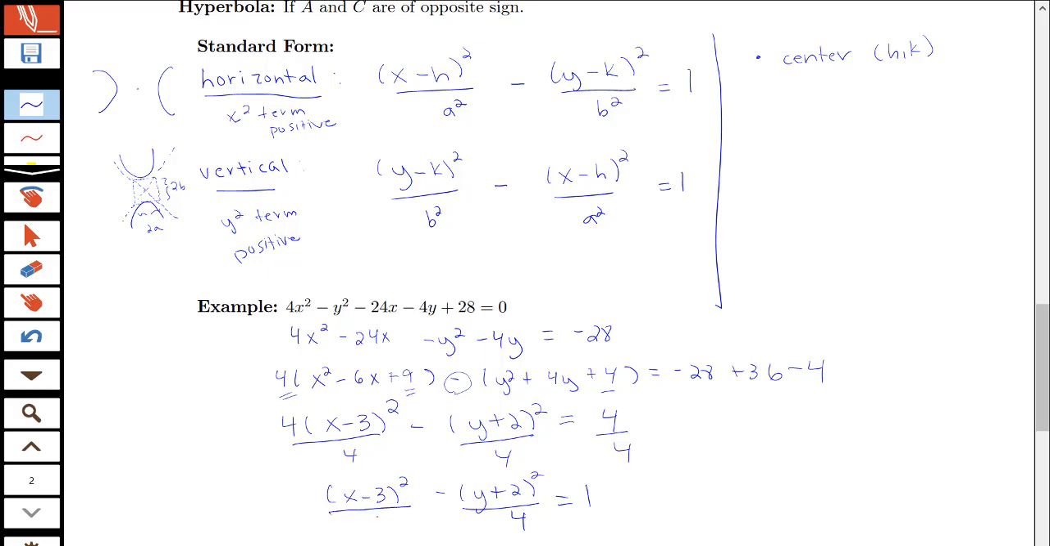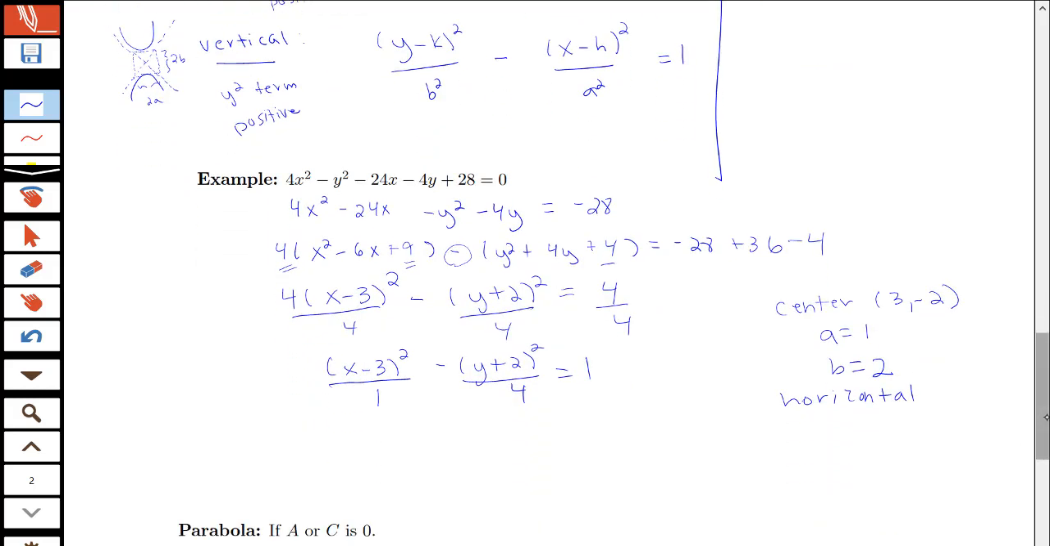Okay, so to make it look similar, we'll put that first one actually over 1. Okay, so we see that the center of our hyperbola here is 3 comma negative 2. The value of a, which comes from the one that's associated with the x term for the horizontal distance, would be equal to 1, and b here would be equal to 2. Okay, so before I start sketching it, I also want to determine whether this is going to be a horizontal or a vertical hyperbola. Since I do have that positive x term, this is going to be a horizontal hyperbola. Okay, so now we're ready to do our sketch.